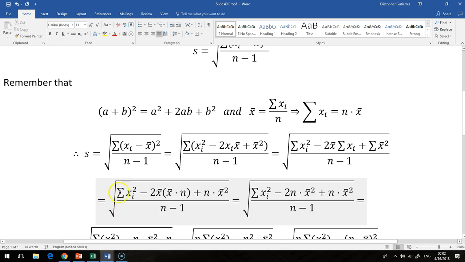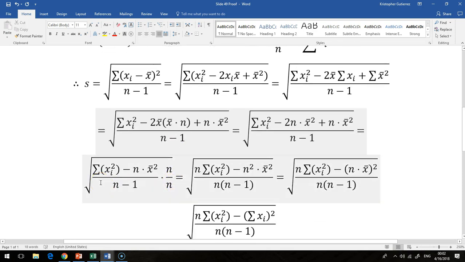Equal to the square root of sigma x i squared minus 2 x bar times n x bar plus n times x bar squared over n minus 1, summation of x i squared minus 2n times x bar squared plus n times x bar squared over n minus 1, equal to the sum of x i squared minus n times x bar squared over n minus 1, because minus 2 plus 1 gives us just minus 1. And now I'm going to multiply that by n over n, which is just 1, so that's not going to change the value of the quantity.